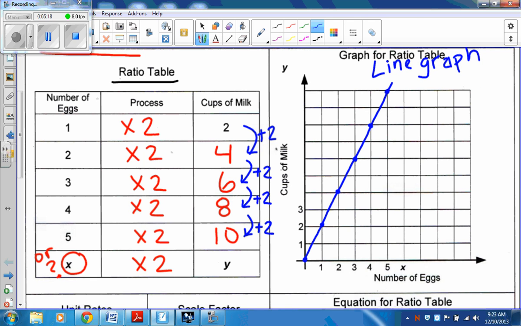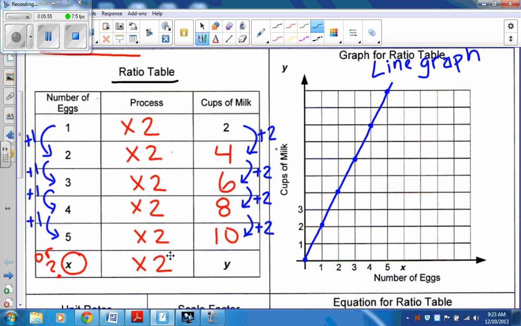Now, for the rate of change, we not only have to look at the y values, we also have to look at the x values. In this case, we're going up by 1. So plus 1, plus 1, plus 1, plus 1. So we have a constant rate of change of 2. And guess what? In this situation, that is what your multiplier is. 2's all the way down for the rate of change. That's what your process is down the middle.